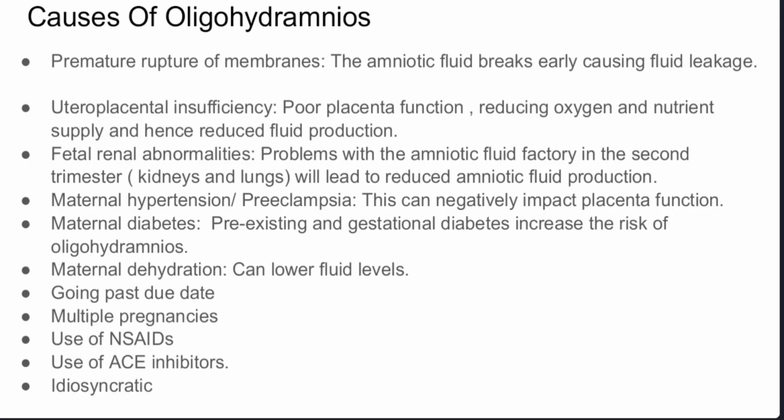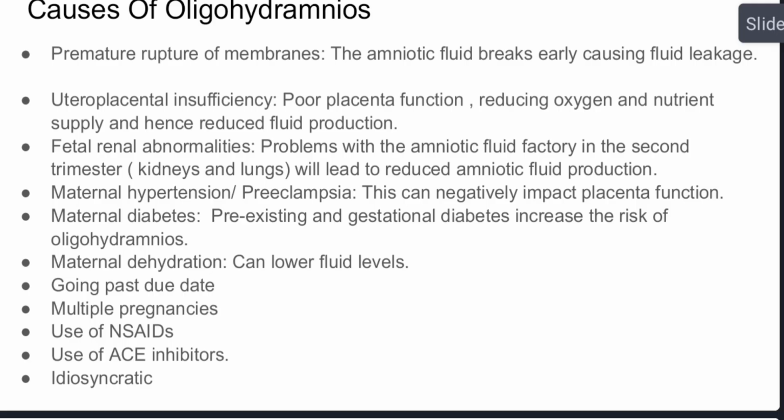Maternal hypertension, preeclampsia, maternal diabetes, maternal dehydration, all can predispose to oligohydramnios. When we're going past the due date for pregnancy, for the woman to deliver, amniotic fluid production is reduced. Okay, so if a woman is post term, we're very likely to encounter oligohydramnios. Multiple pregnancies also tend to have cases of oligohydramnios.